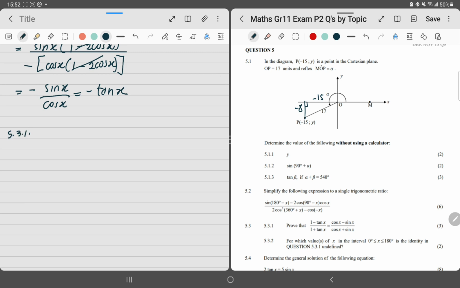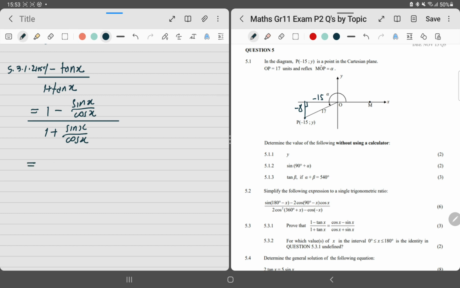5.3.1. So I need to prove the identity. On the right hand side, there isn't much to do, so I'm going to pick the left hand side. So this is (1 minus tan x) over (1 plus tan of x). Of course, you'd say the left hand side is equal to, yeah, 1 minus tan x, which is sine x over cos of x, divided by 1 plus sine of x over cos of x.